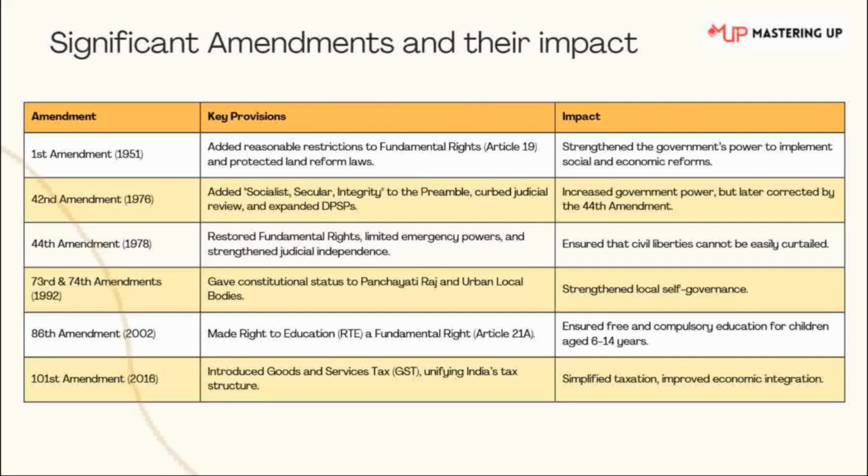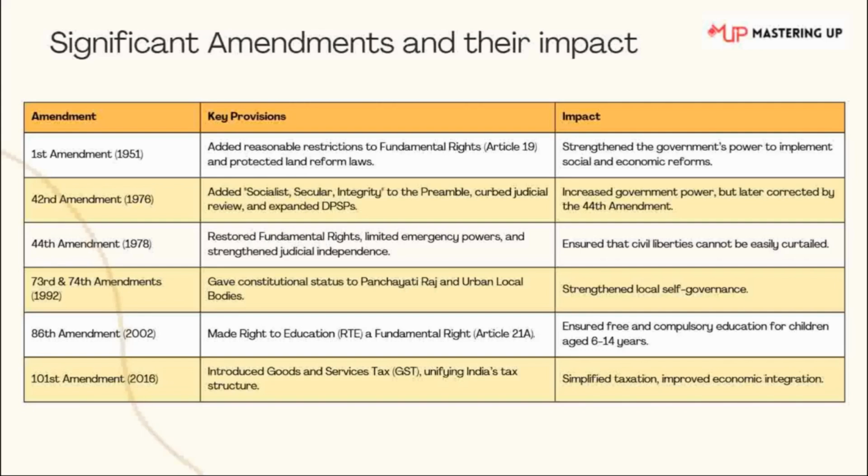The table lists some of the significant constitutional amendments and their impact. First Amendment 1951 added reasonable restrictions to fundamental rights, Article 19, and protected land reform laws. Impact: strengthened the government's powers to implement social and economic reforms.